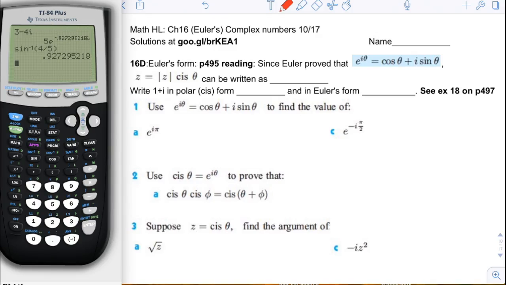Page 10 of Euler's Complex Numbers, Chapter 16, HL. So now we're finally going to use Euler's form.